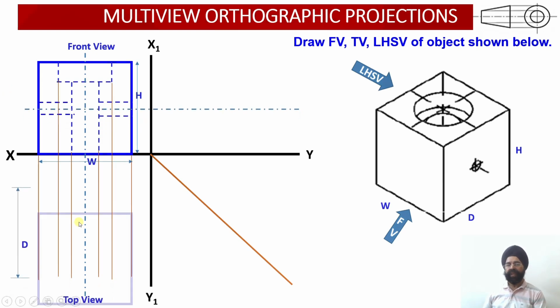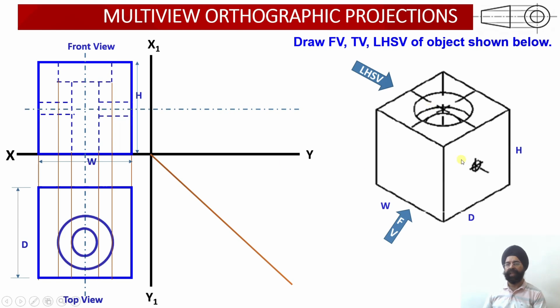Similarly, in the top view, I will be getting a square and one hole visible over here, another hole for the shank again visible, and this hole is not visible. So this will be drawn dotted over here.